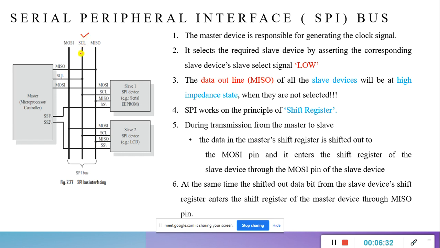So this is one more wire to send the clock. So this is for clock. This is the master out slave in wire. This is the master in slave out wire. One more wire is missing, which is slave select. So that is here, slave select.